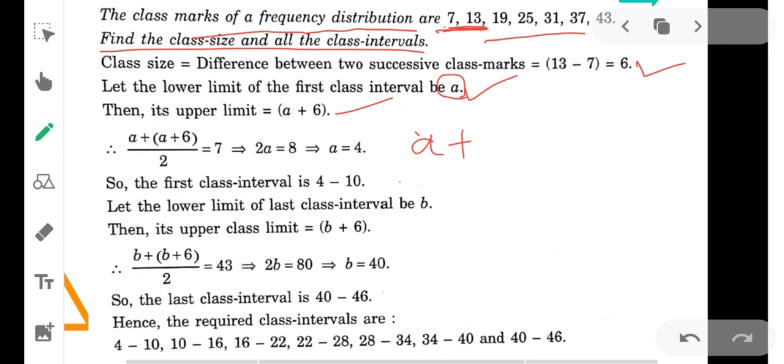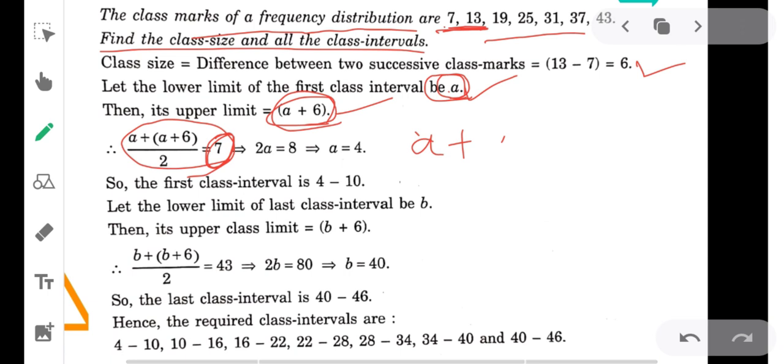Now (a plus a plus 6) by 2 equals 7. That means a is the lower limit and a plus 6 is the upper limit. Clear? So lower limit plus upper limit divided by 2 equals the class mark. Remember the formula? Class mark equals upper limit plus lower limit divided by 2. So a plus a plus 6, divided by 2, equals 7. 7 is what? Class mark of the first interval.